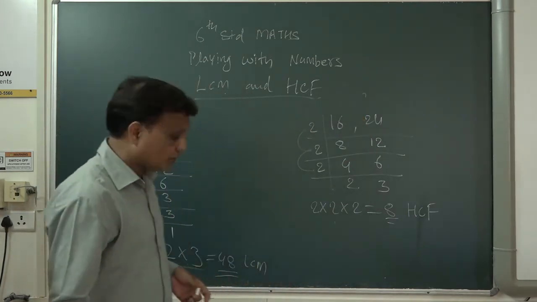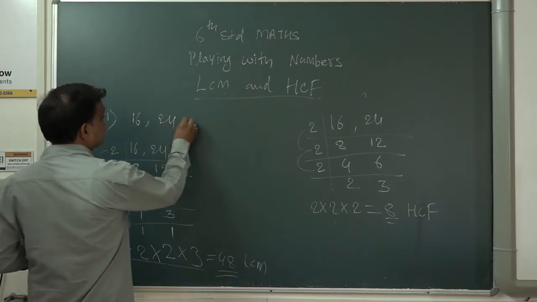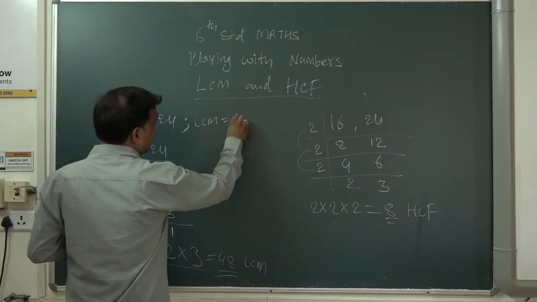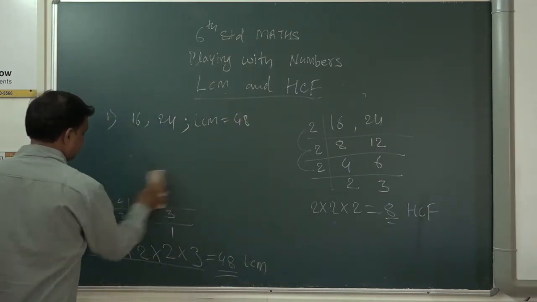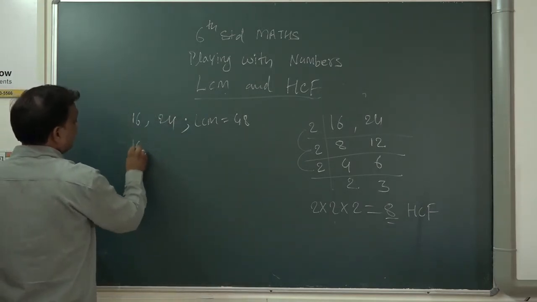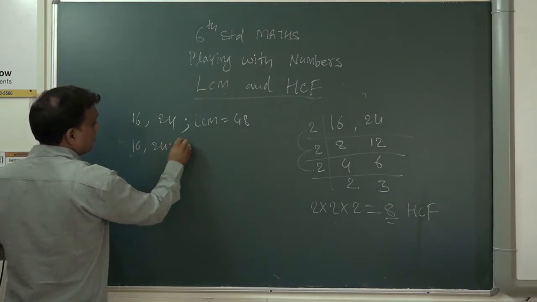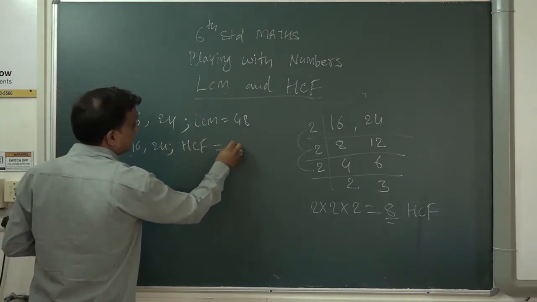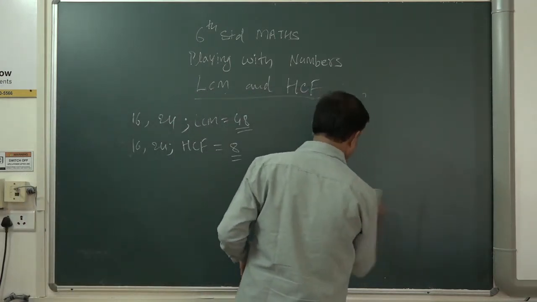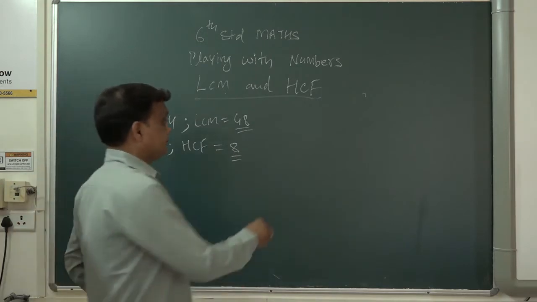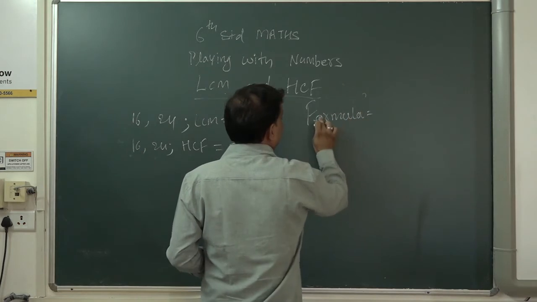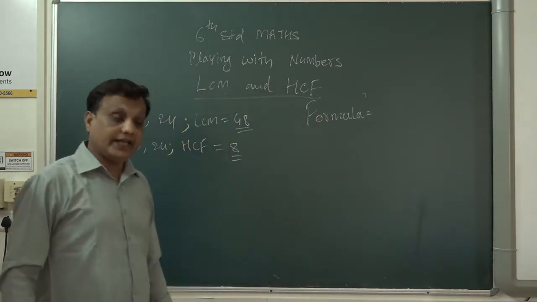Now how to find? So here I am writing, LCM is what? 48, and 16 and 24. What is the HCF? HCF is what? 8. Now here we are saying some formula. Now what are these formulas?